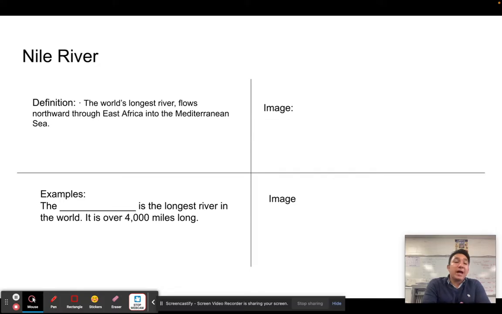Be sure to fill in that blank. Next one, we have the Nile River. The definition is the world's longest river, which flows northward through East Africa into the Mediterranean Sea. And it's because of this river that the ancient Egyptians were able to thrive. Just like in Mesopotamia with the Tigris and the Euphrates, if the Nile River wasn't around, Egypt, or the pyramids as we know them, would not be here. So it was very, very important for them. Now, the Nile River happens to be the longest river in the world, and it is roughly over 4,000 feet long.